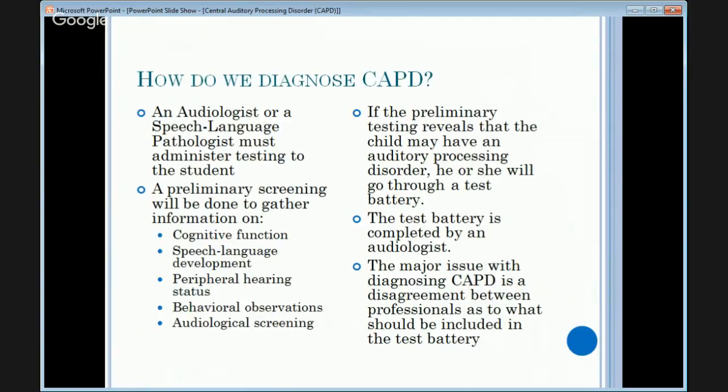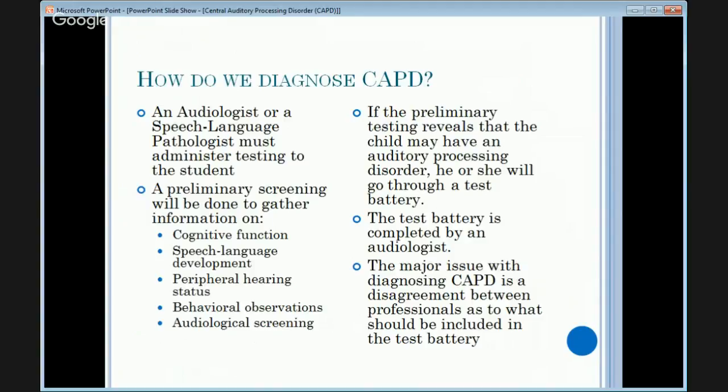How do we diagnose CAPD? An audiologist or a speech-language pathologist tests the student. They call this the preliminary screening, where they gather different information through different assessments. They assess the student's cognitive function, their speech and language development, their peripheral hearing, how the initial sound is taken in, behavioral observations, how they behave in class, whether or not they're paying attention, if they're distracted, if they're falling asleep, and an audiological screening.